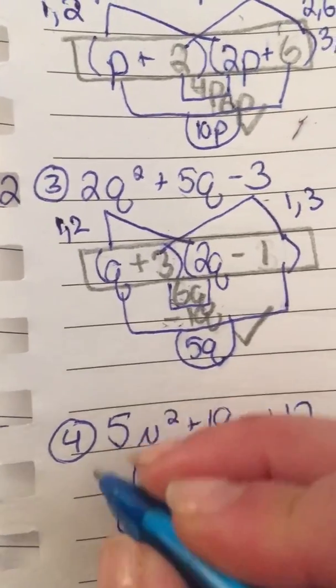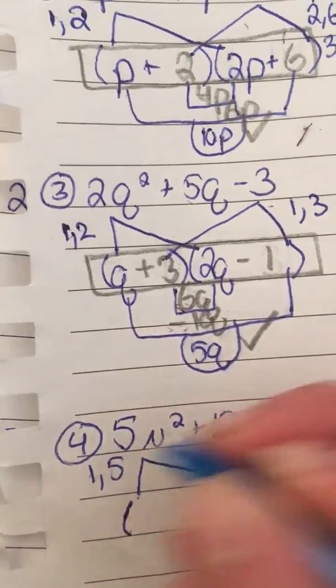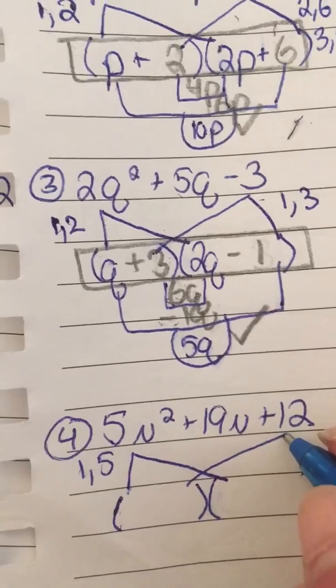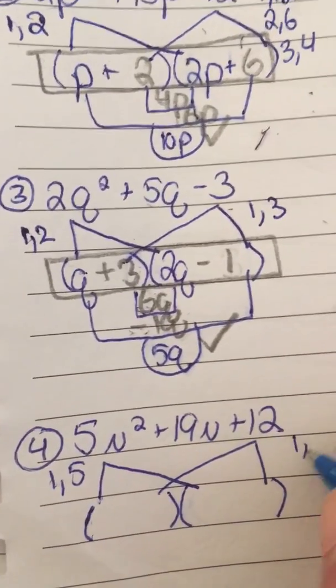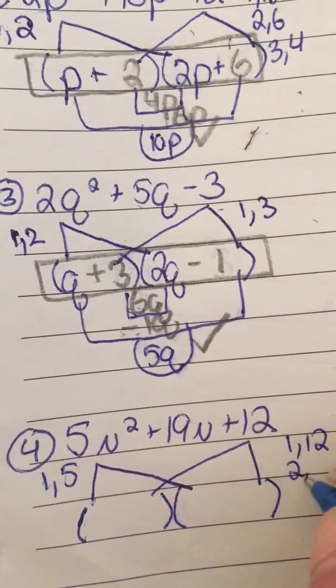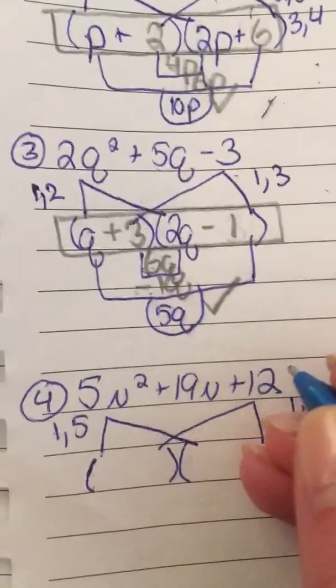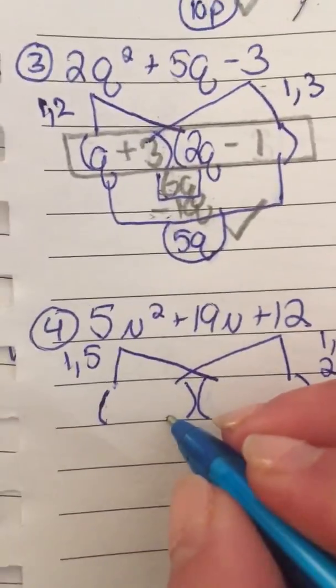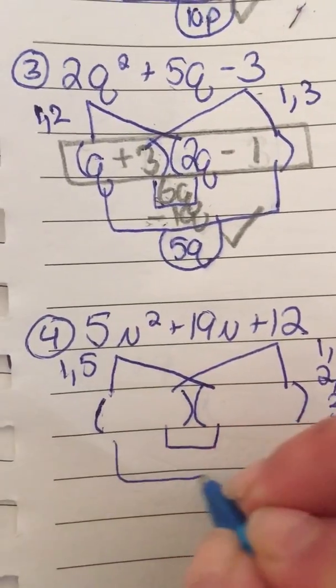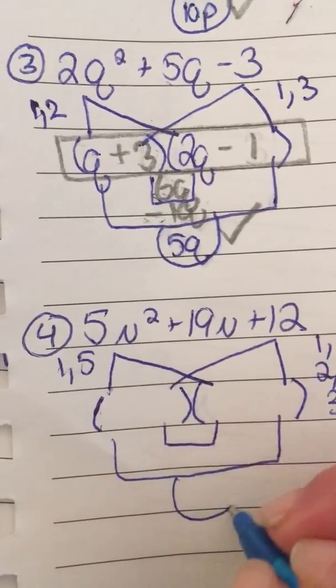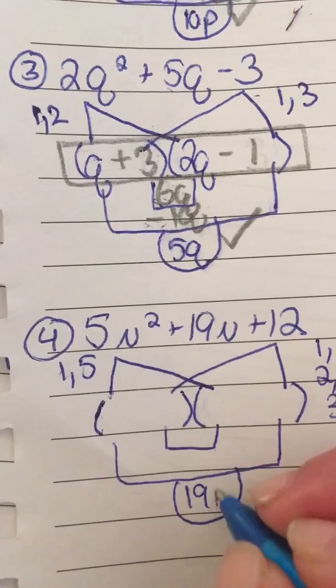So first needs to multiply to 5. It has to be 1 and 5. That makes it nice. Last has to multiply to 12, so it could be 1 and 12, 2 and 6, or 3 and 4. And everything is positive, which also makes this one pretty nice. So when you do your inner plus your outer product, they need to add up to 19n.